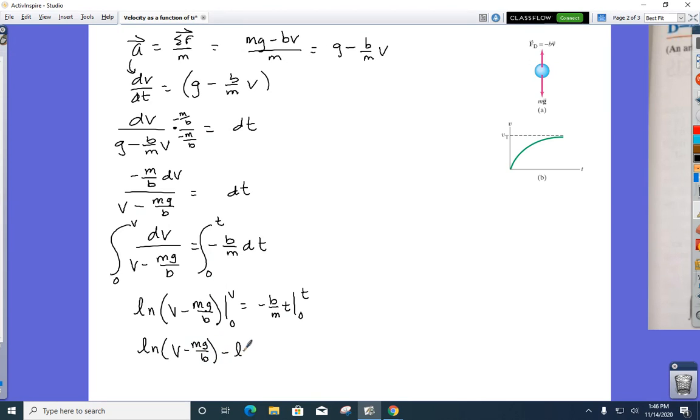And then subtract where I put in a 0 for v. Okay, and on the right-hand side, when I plug in the 0 for t, I get 0, and that's all I get on the right-hand side. I have a difference of natural logs, so let's go ahead and combine those with a fraction.